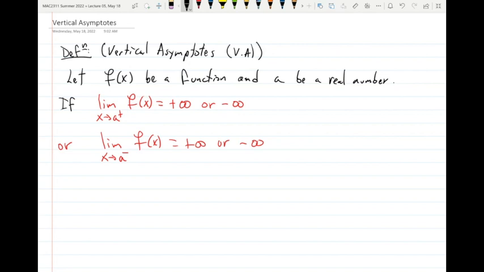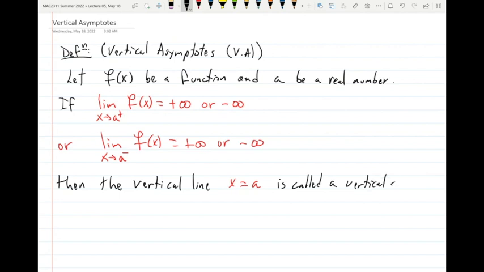Okay? Then if this happens, then the vertical line x equals a is called a vertical asymptote. Okay? So you encountered already this idea when you were studying rational functions back in pre-calc. Okay? But it doesn't have to be for rational functions.